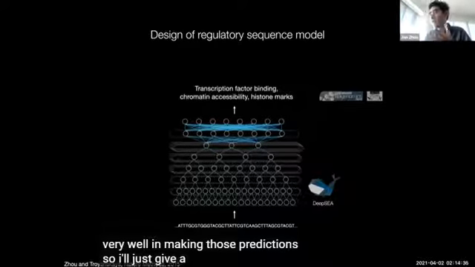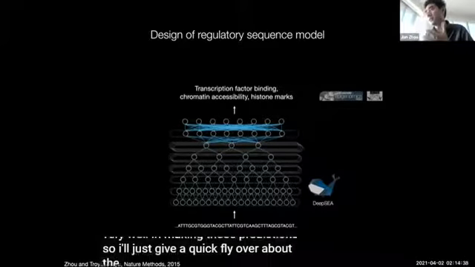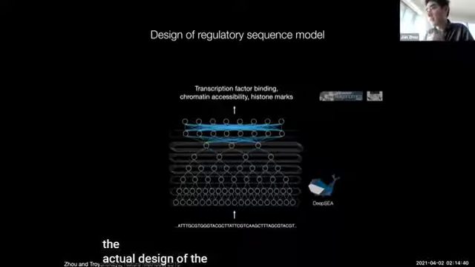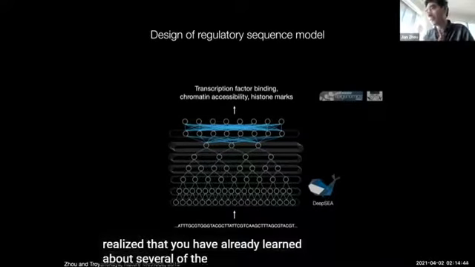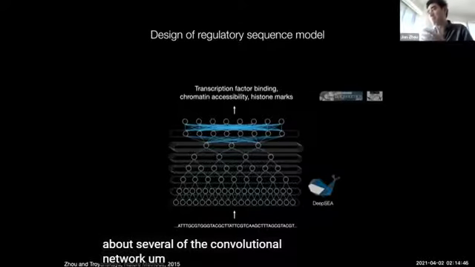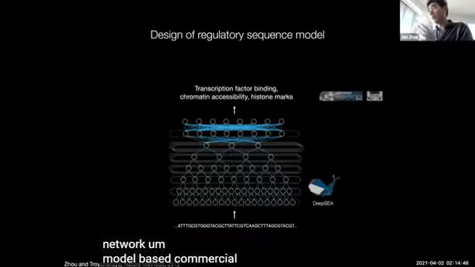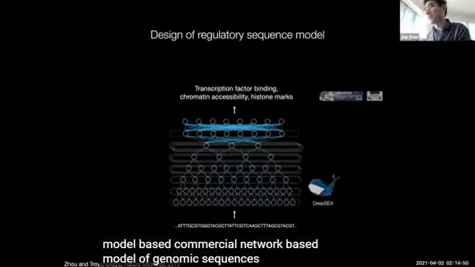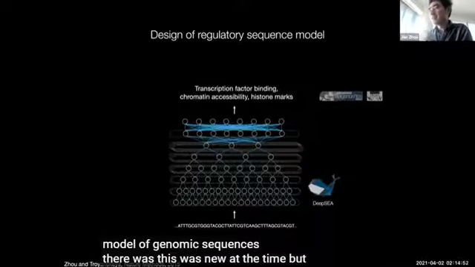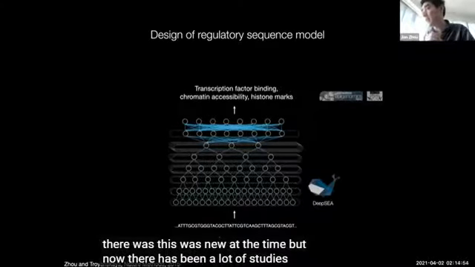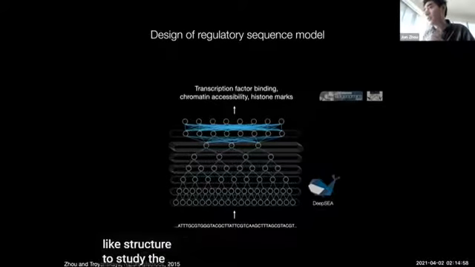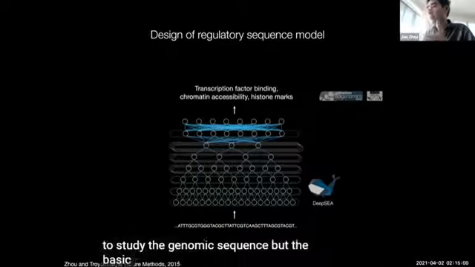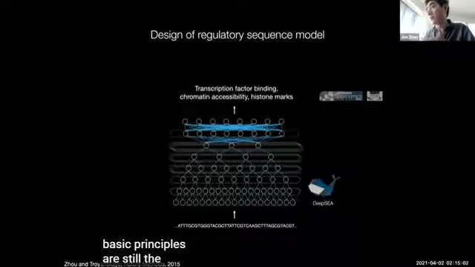I'll just give a quick flyover about the actual design of the model, because I realize that you have already learned about several convolutional network-based models of genomic sequences. This was new at the time, but now a lot of studies have been using convolutional network-like structures to study the genomic sequence. But the basic principles are still the same.